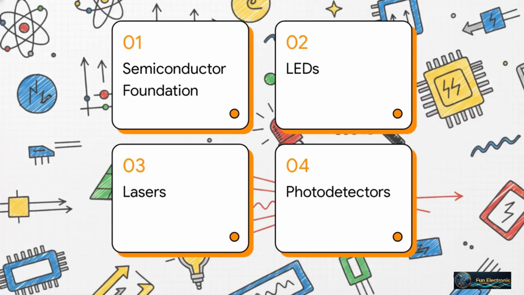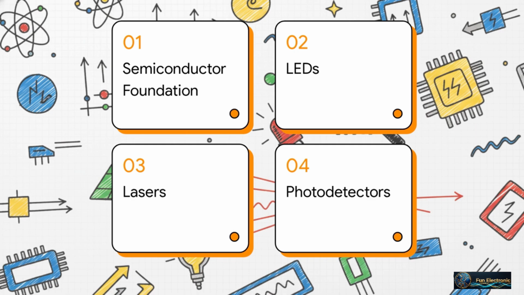Here's our roadmap for understanding this energy loop. First up, we've got the semiconductor foundation. Then, part 2, LEDs, where we let there be light. Part 3 is lasers, where we amplify that light. And finally, part 4, photodetectors, where we catch the light. It's a seriously satisfying loop. We go from electricity to light, and then right back from light into electricity.